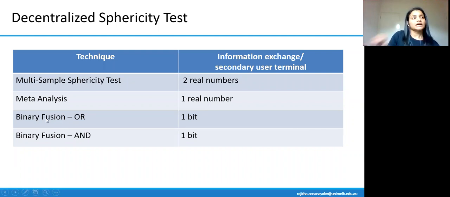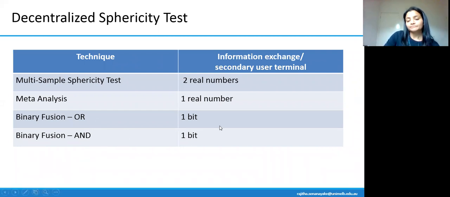So basically, each secondary user terminal, based on the sphericity test, makes a decision about the presence or absence of primary users. So they make a binary decision. And then that binary decision is sent up to the fusion center, and it is combined based on the AND operator or the OR operator. So that is the binary AND and OR fusion.